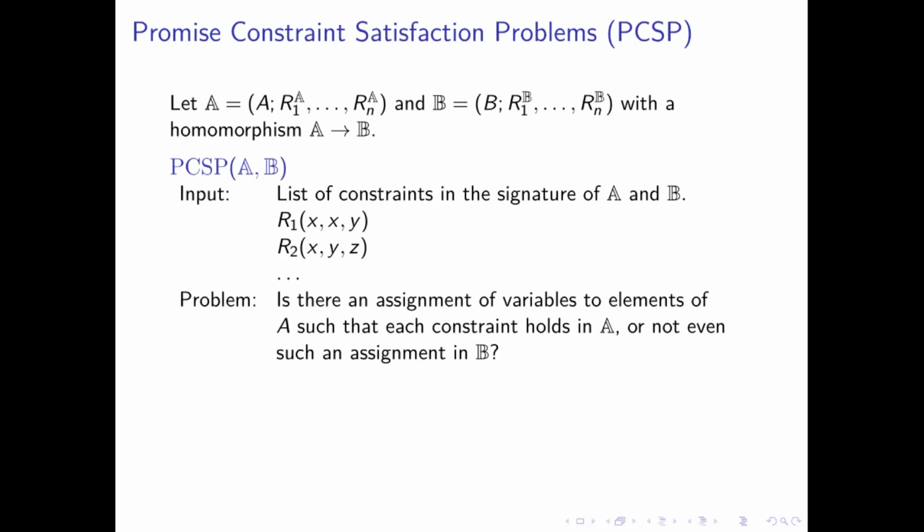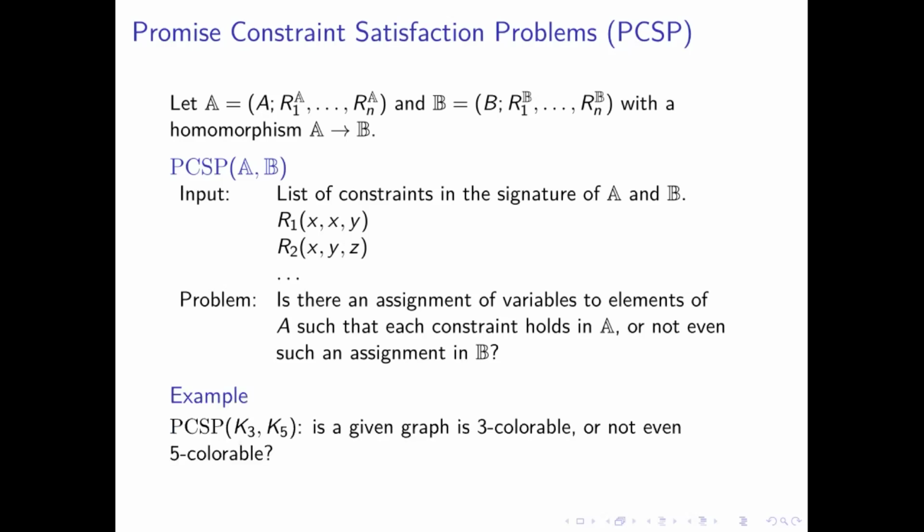But now the problem is: is there an assignment of variables to elements of A such that all of these constraints hold, or is there not even one in B? So you can think of B as like a larger structure in which it's easier to satisfy all these constraints. Going back to the previous example with the complete graph on 3 vertices, you can set up a promise constraint satisfaction problem by looking at the complete graph on 5 vertices. So there is a homomorphism from K3 into K5. It'll just embed into there. So this makes sense. And the interpretation of this problem is now: is a given input graph 3-colorable or not even 5-colorable?